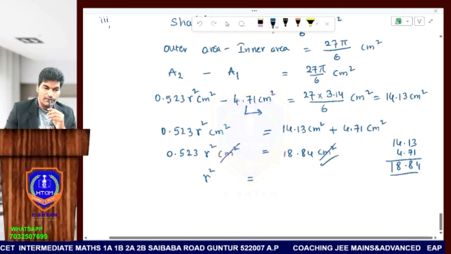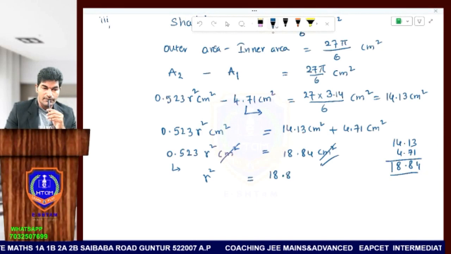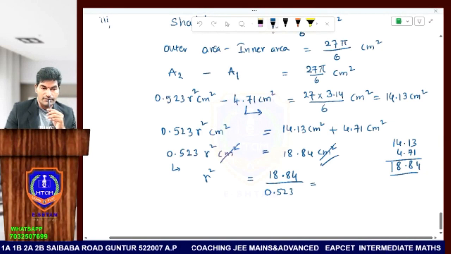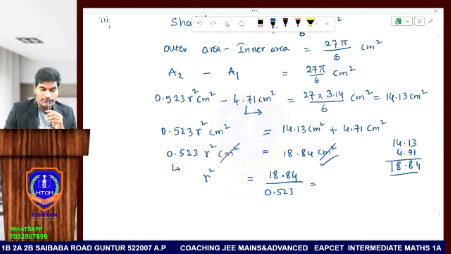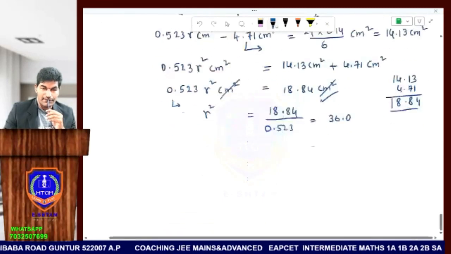Now, r square equals... you can move this 0.523, which is in multiplication with r square, to the right hand side, and you can write that in the denominator place, 0.523. Now calculate how much it is. 18.84 divided by 0.523, how much? 36.0. 36.0 means 36 itself, right?